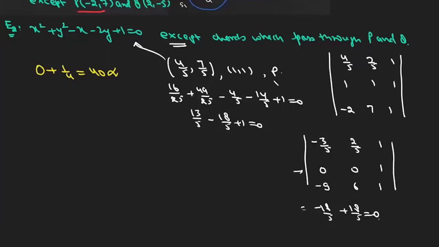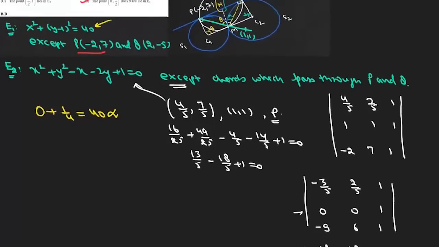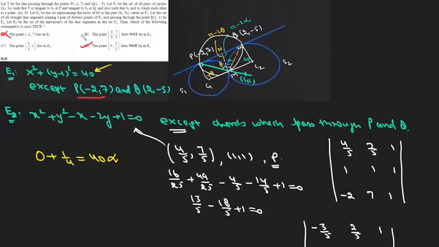So this chord will actually pass through P, and since the chord passes through P, this point cannot lie on E2. That means this option B is correct. So the point does not lie on E2, though it satisfies its equation.